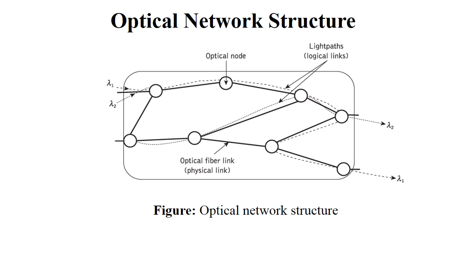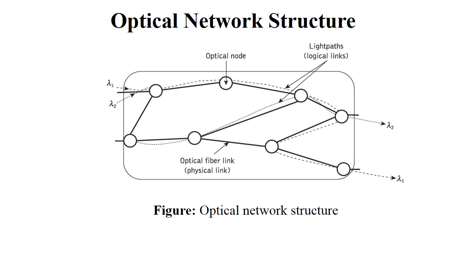This diagram shows a typical optical network structure. Here in this diagram, these circles indicate the optical nodes, and the solid lines indicate the optical fiber links. Two types of dashed lines are indicated, and these are going to indicate the light paths and the logical links. Now let us go through these things individually.